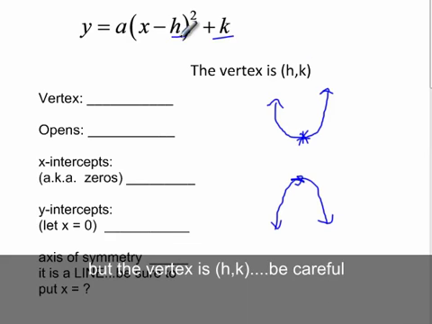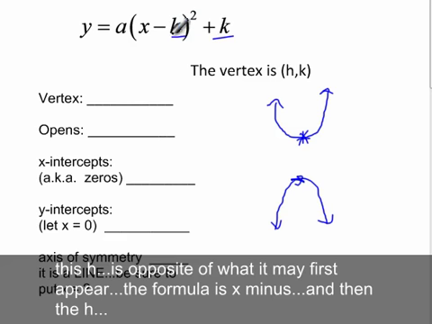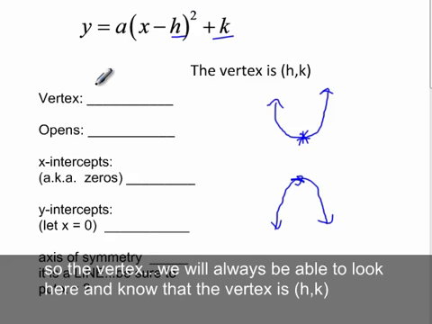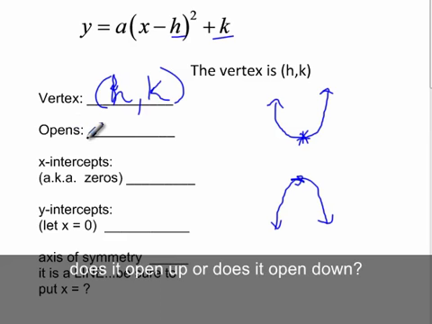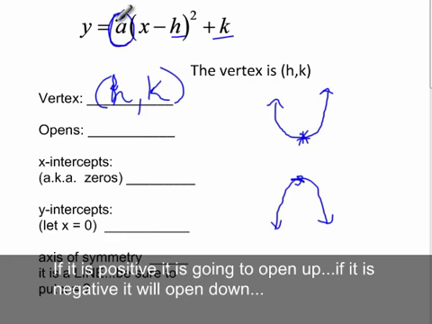But the vertex is (h, k). Be careful. This h is opposite of what it may first appear. The formula is x minus h. So we will always be able to look here and know that the vertex is (h, k), and you will be filling this in. Does it open up or does it open down? If the number out front is positive, it's going to open up. If it's negative, it will open down.